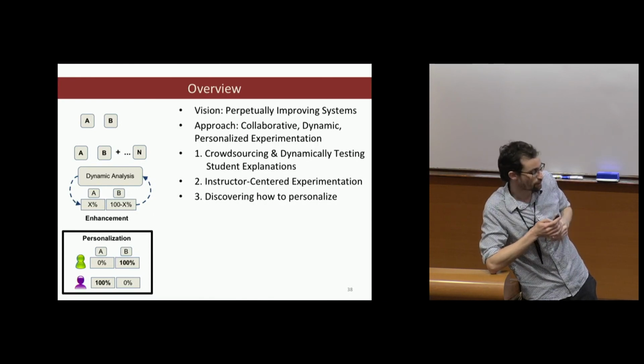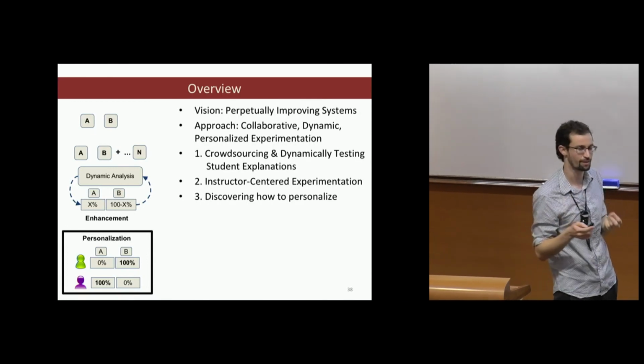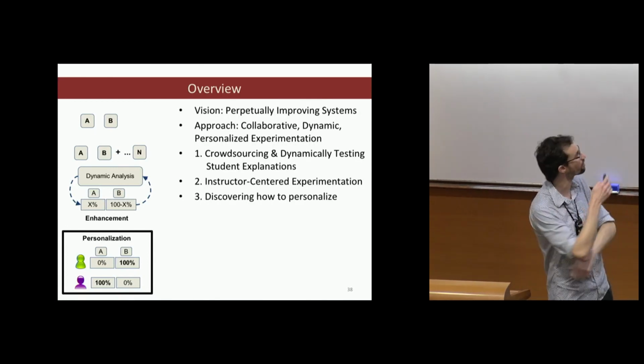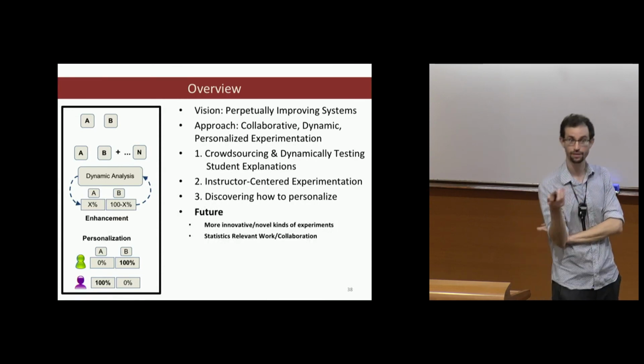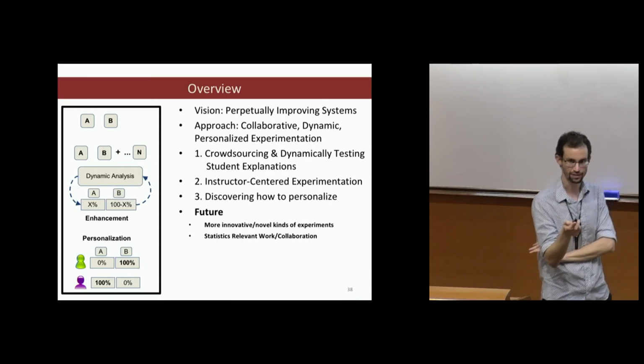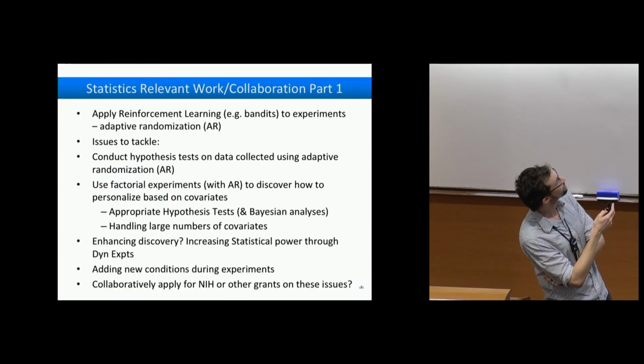Then I gave you examples of what we're looking for, discovering how to personalize from experiments and figuring out, again, how we help behavioral scientists analyze data where we use adaptive randomization, especially once you've got covariates involved. And in terms of the future, I think that's really touching on those questions I raised at the beginning, a lot of these statistical questions that are open. And I'll just pop those up on the screen.